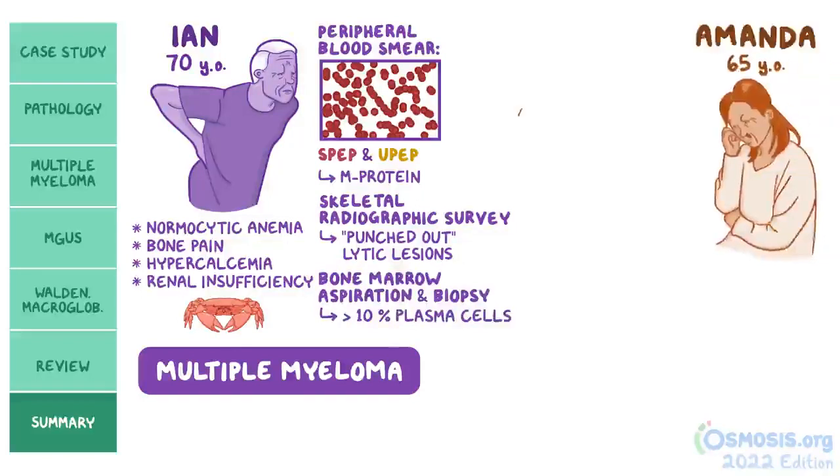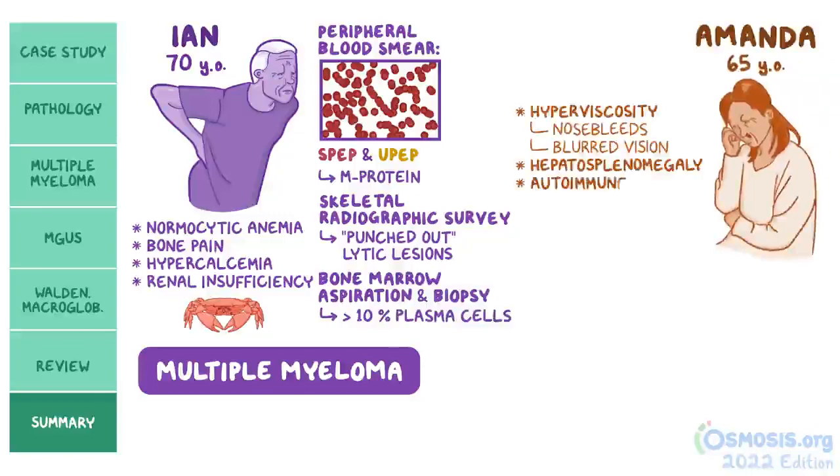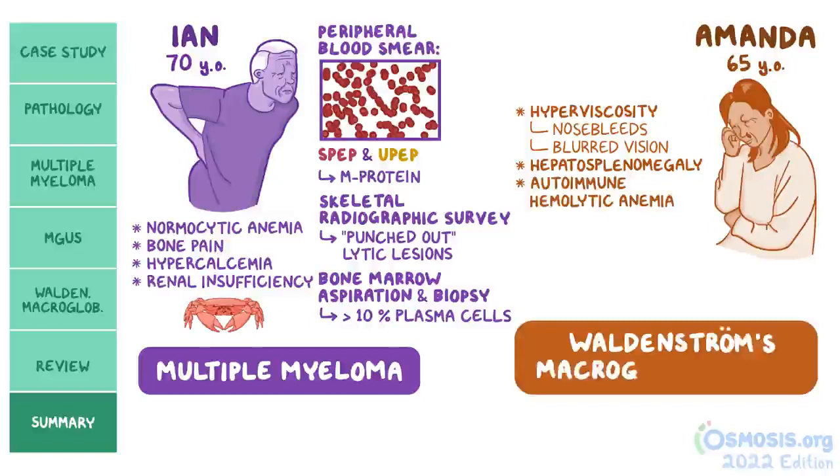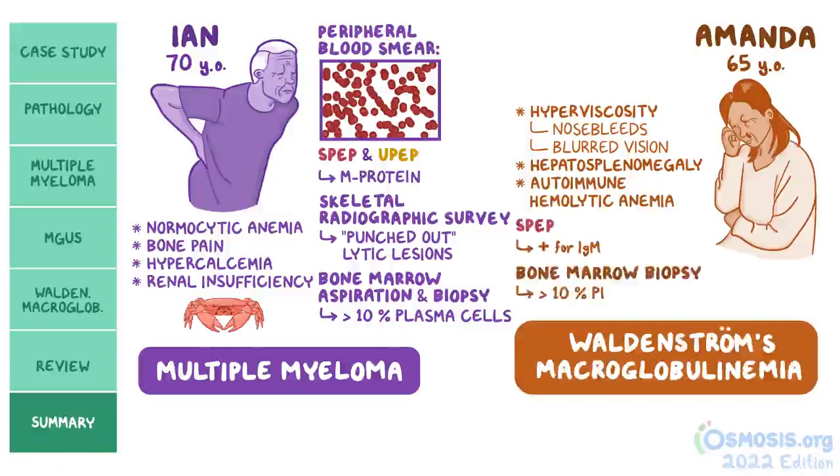Now Amanda has symptoms of hyperviscosity, such as nosebleeds and blurred vision, hepatosplenomegaly, and autoimmune hemolytic anemia, so she most likely has Waldenstrom's macroglobulinemia. To confirm the diagnosis, SPEP must be positive for IgM and bone marrow biopsy, which will show more than 10% plasma cells.